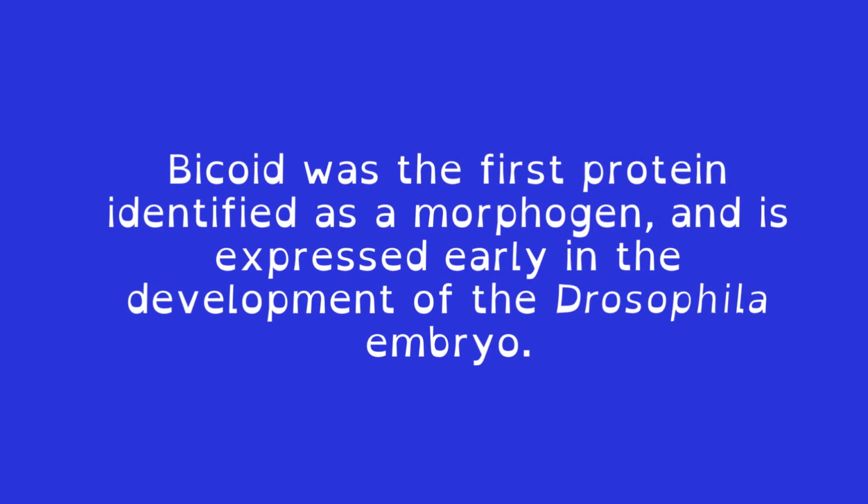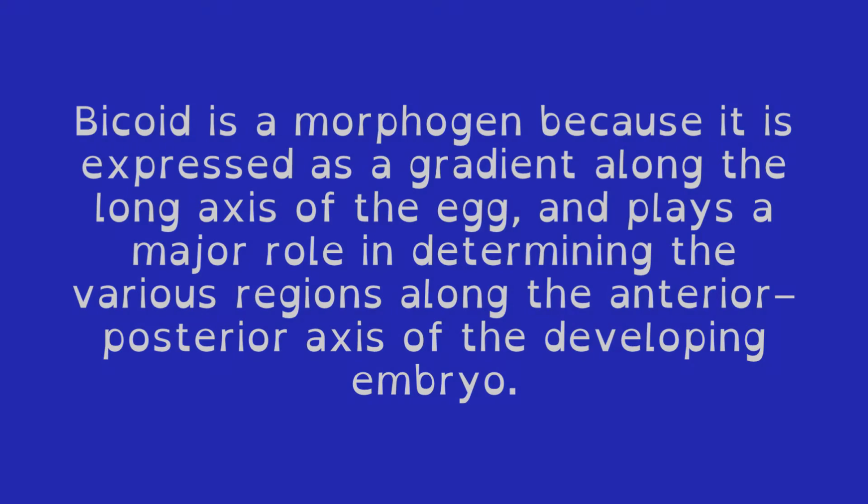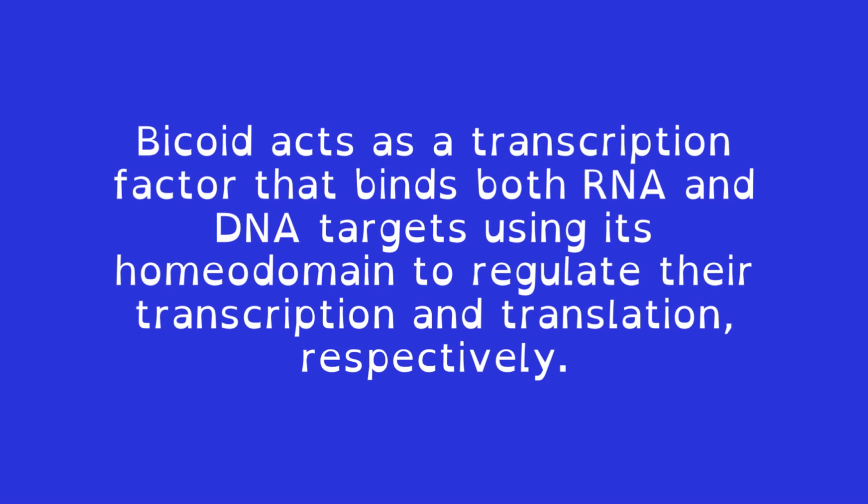Bicoid was the first protein identified as a morphogen, and is expressed early in the development of the Drosophila embryo. Bicoid is a morphogen because it is expressed as a gradient along the long axis of the egg and plays a major role in determining the various regions along the anterior-posterior axis of the developing embryo. Bicoid acts as a transcription factor that binds both RNA and DNA targets, using its homeodomain to regulate their transcription and translation, respectively.